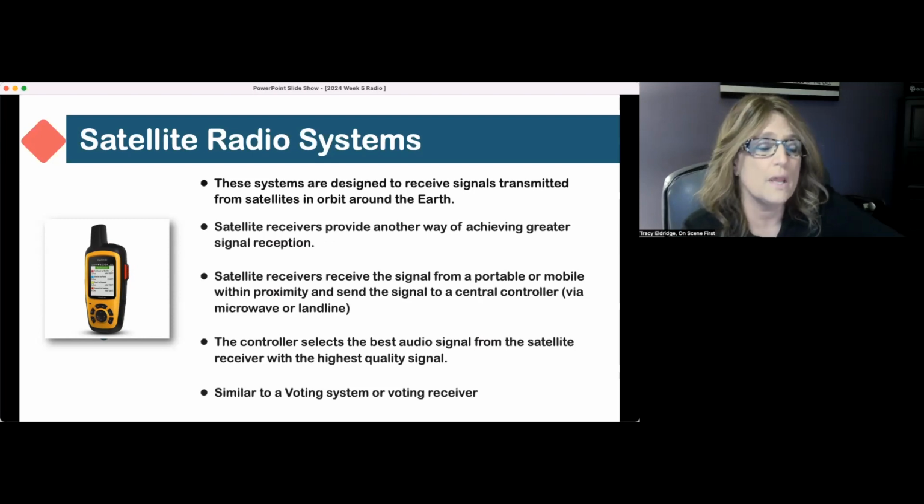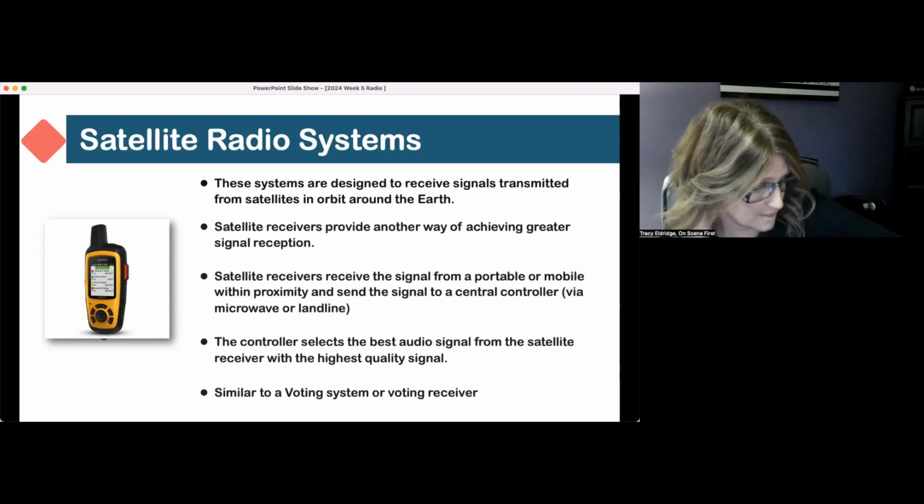So that's cool. The satellite receivers receive the signal from a portable or mobile within proximity and send the signal to a central controller via a microwave or a landline, which we talked about with the signals.